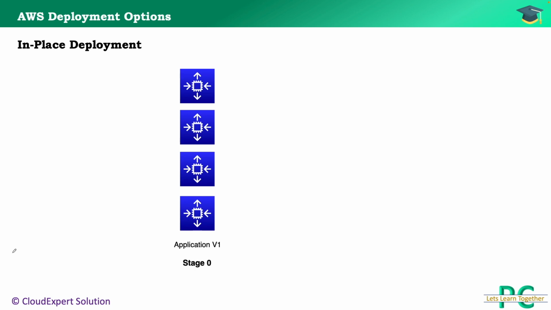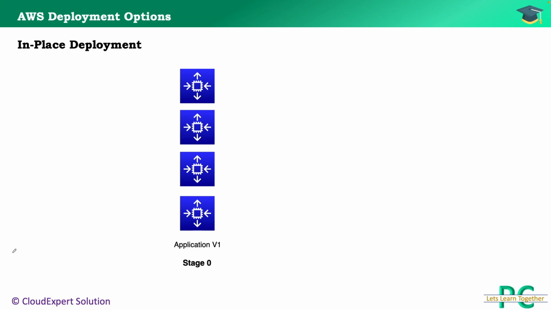We will start with in-place deployment. An in-place deployment strategy updates the application version without replacing any infrastructure components. In an in-place deployment, the previous version of the application on each compute resource is stopped first, then the latest application is installed, and then the new version of the application is started for validation.